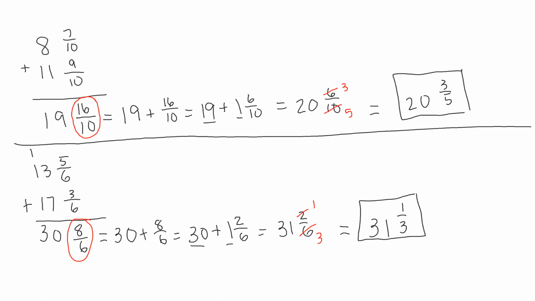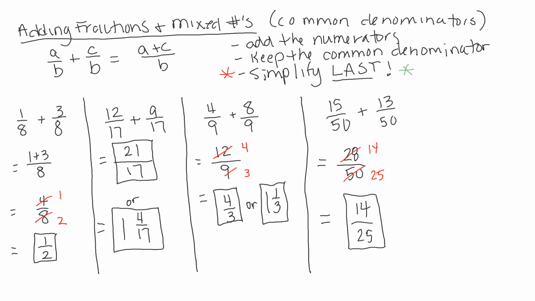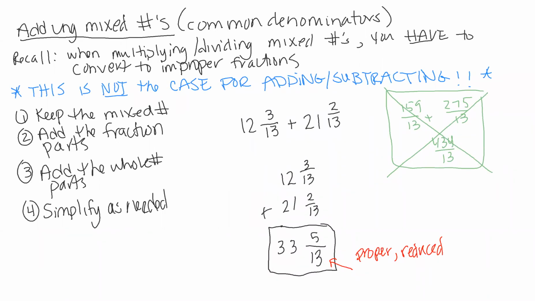So really quick recap. To add fractions and mixed numbers, you got to make sure you have common denominators. For just fractions, you add the numerators, keep the common denominator, simplify last. For mixed numbers, it's a little different than multiplying and dividing. Anything with adding and subtracting with fractions or mixed numbers is going to be completely different than with multiplying or dividing fractions and mixed numbers. When you're multiplying and dividing mixed numbers, you absolutely have to convert them to improper fractions. With addition and subtraction, you don't. You can, but you do not have to.